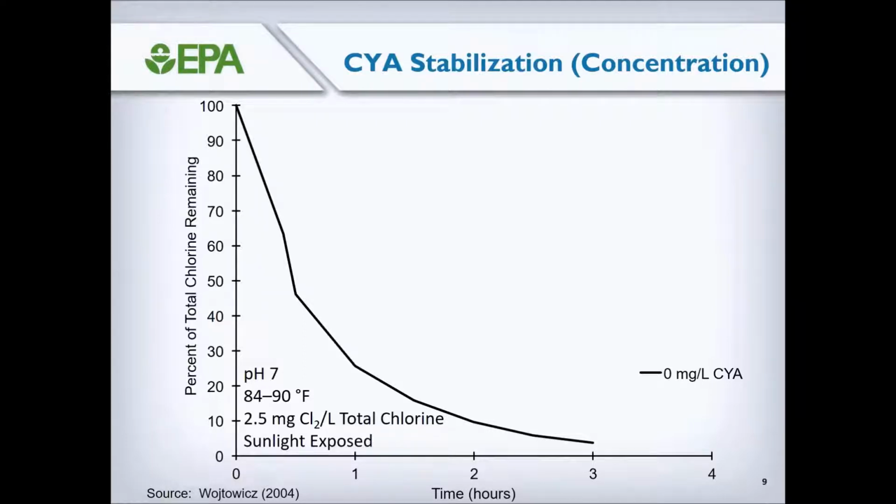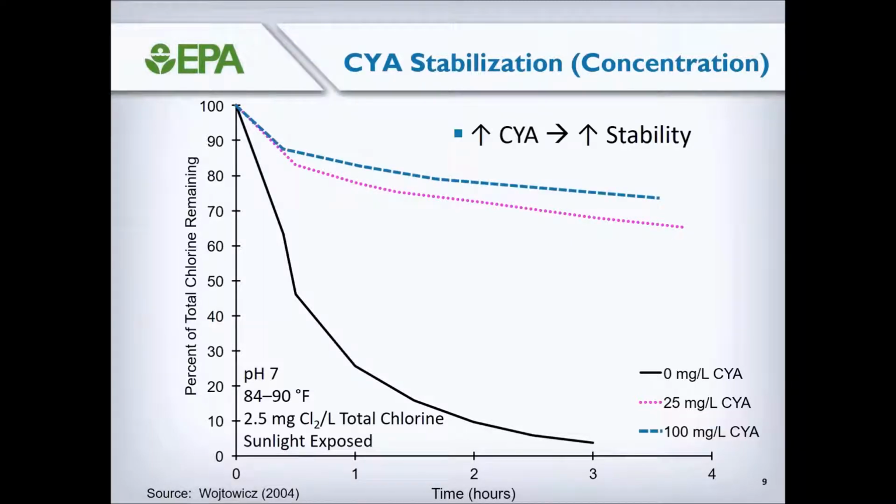And this first line just shows adding free chlorine only with no cyanuric acid addition and how it essentially goes away over time. And again, about half of it is gone in 30 minutes, and then by about 3 hours, not much is left. But if you add some cyanuric acid, so initially 25 milligrams per liter, you can see that the stability greatly improves over time. And if you add some more cyanuric acid, its stability improves further. So the take home here is that cyanuric acid improves chlorine stability in outdoor pools by forming chlorinated cyanurates.